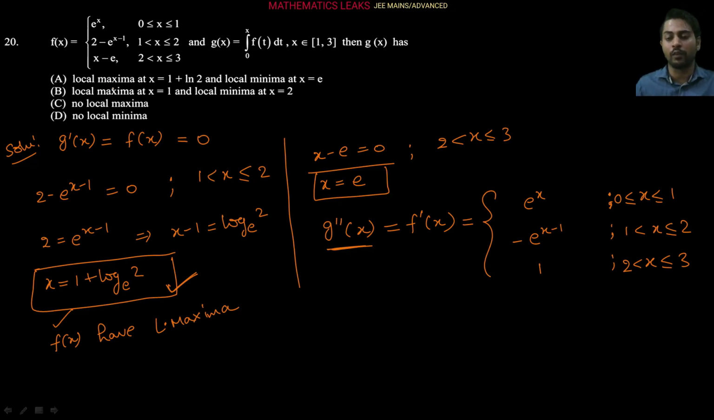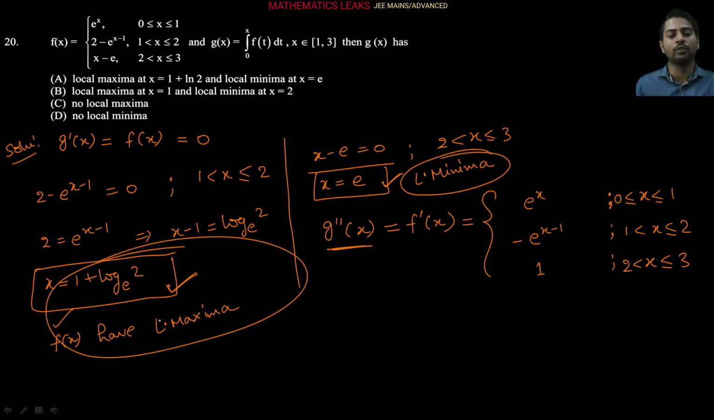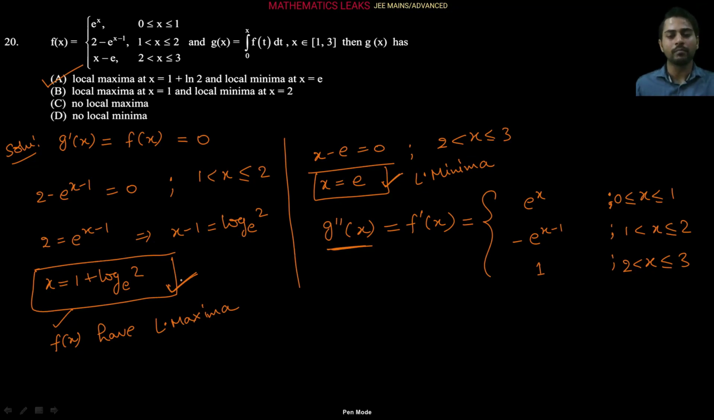Let's verify for local minima. For local minima at x equals e, x equals e is in the interval 2 to 3. In this case, g double dash x is 1 here, which is positive. So the second derivative is positive on this critical point. So on that critical point, the function must have local minima, right? So here local minima and here local maxima. So option A is absolutely correct here, right? Option A is absolutely correct here.